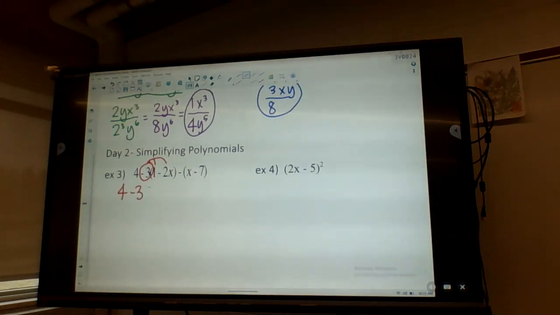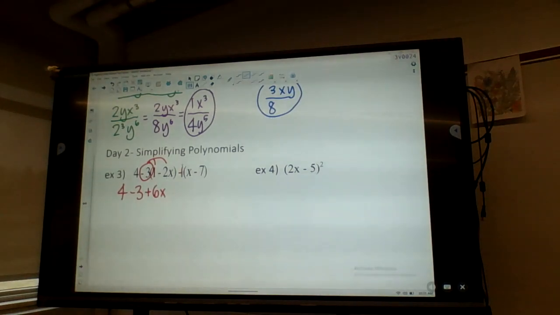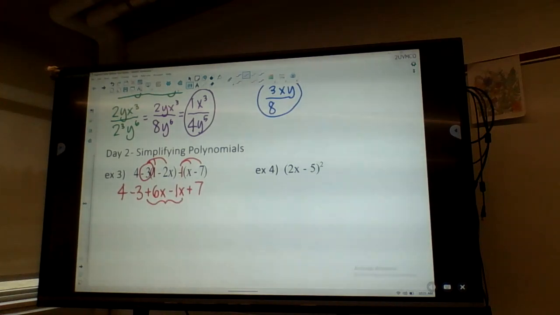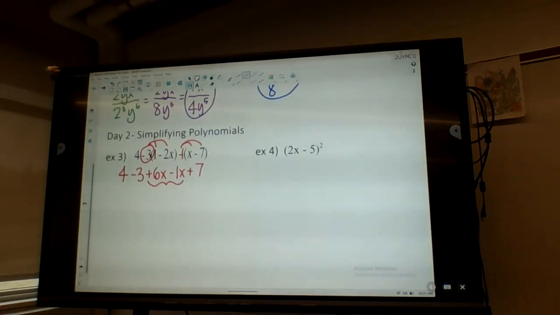Negative 3 times 1. Negative 3 times negative 2 is a positive 6x. Then there's also a negative 1 that distributes here. And then we're just going to put our like terms together. I like putting the x's together first, just for standard form. So 6 minus 1 is 5x. I wouldn't take off on this test for you guys for that, but I think it's just easier. And then the 4 minus 3 is 1, plus 7 would be 8. And that one we don't need to solve or do anything else with because they just want us to simplify.